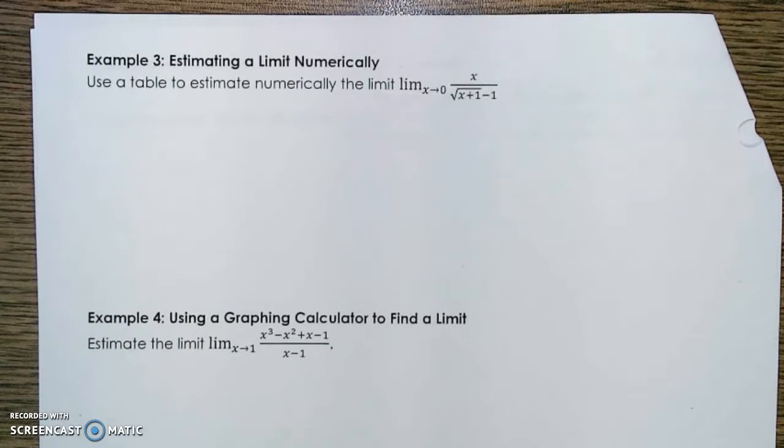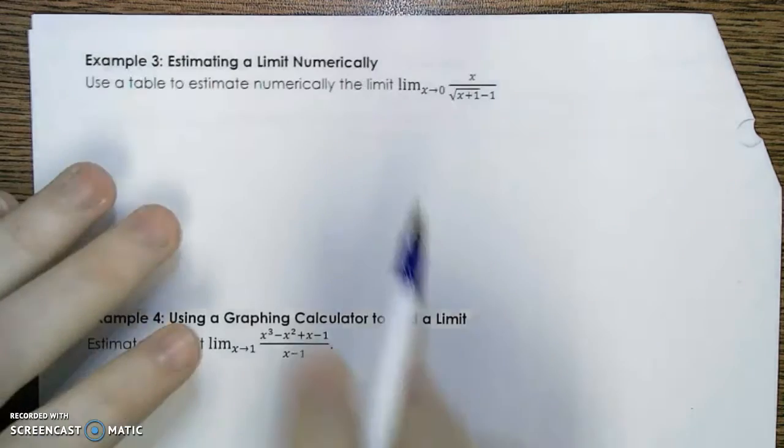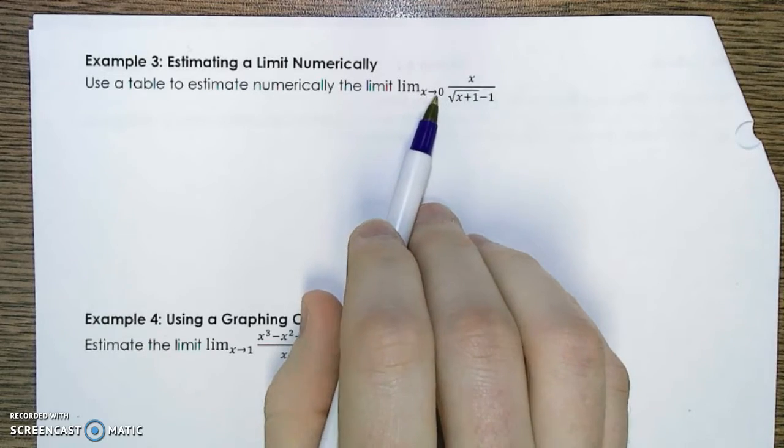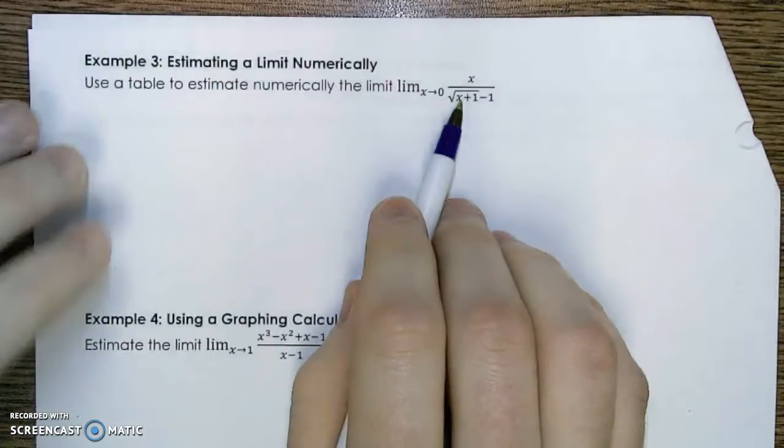In example 3, we are estimating the limit numerically. Now, in example 2, we saw that we could have just plugged in the values. So why don't we try that here? We want to know what's happening to this function as x gets close to 0. So if I plug in 0, let's look at what happens.